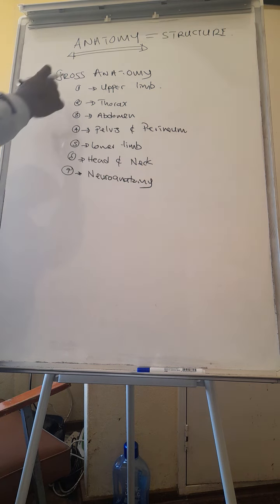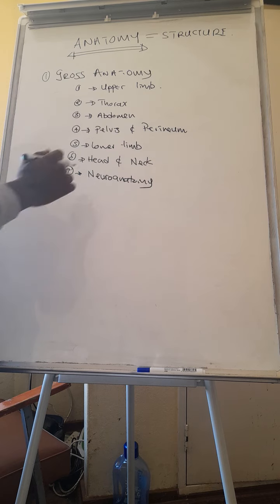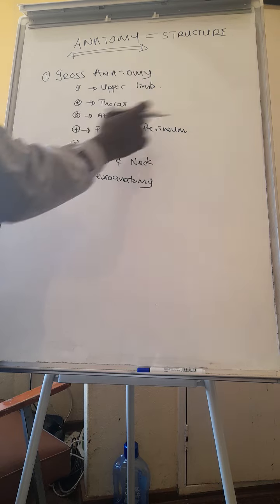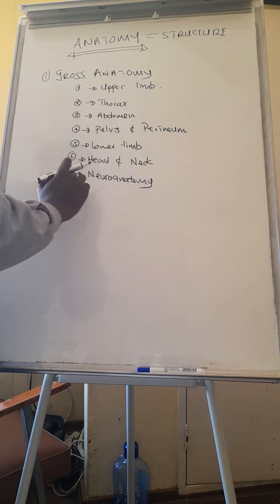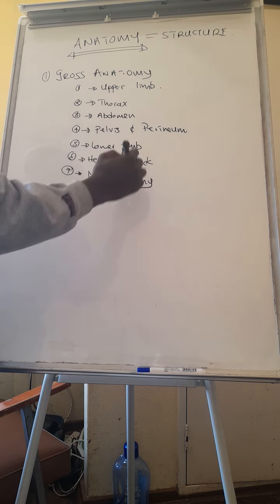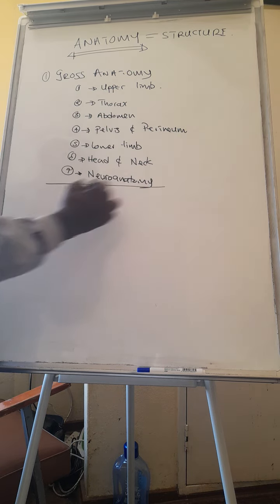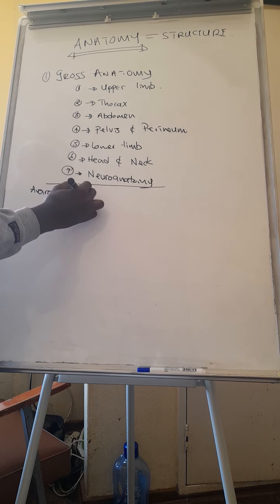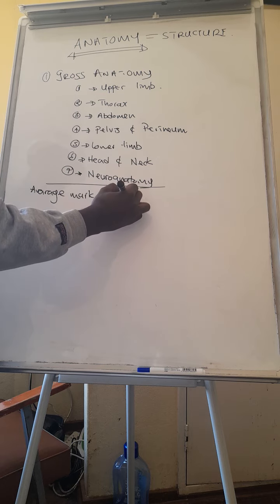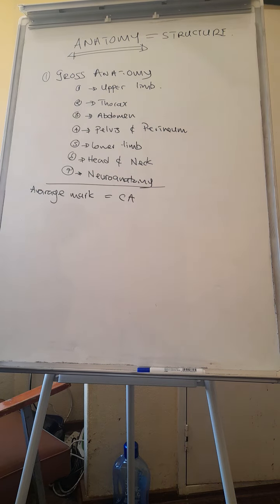And after you're done with your 7 regions, then you write your final exam. In each of these, you'll be writing the end of region exam. So you have an end of region exam for upper limb, for thorax, for abdomen, for pelvis and perineum, for lower limb, and for head and neck and neuroanatomy. And all those marks that you have, they make an average mark, which is termed your CA.